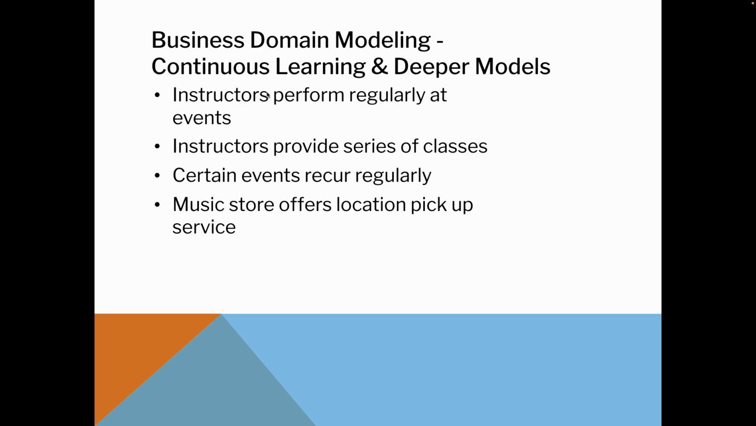The next concepts are continuous learning and deeper models. So continuous learning is to learn more about what we just asked about. So we learned, okay, we have classes, we have concerts, and we have, so 3 areas, classes, concerts, and what was the third one? A music store. So 3 areas, these are the 3 key areas of their business.